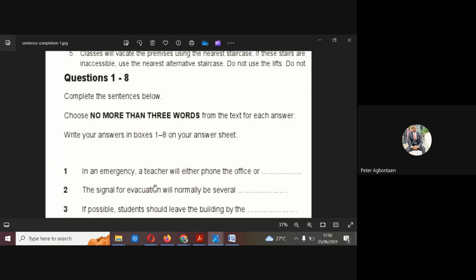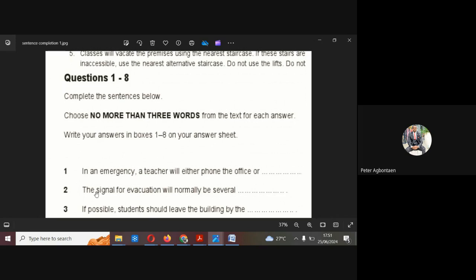Now, for example, take a look at this question, which says, in an emergency, tell a letter from the office or dash. That means there's something missing here, but whatever is missing in this question is in the passage. So what you have to do is go to the passage, look for what is missing, figure it out, and use it to complete the sentence. So what you are doing is making something incomplete become complete. And that's why we call it a completion question. All right, so that's what you're doing.